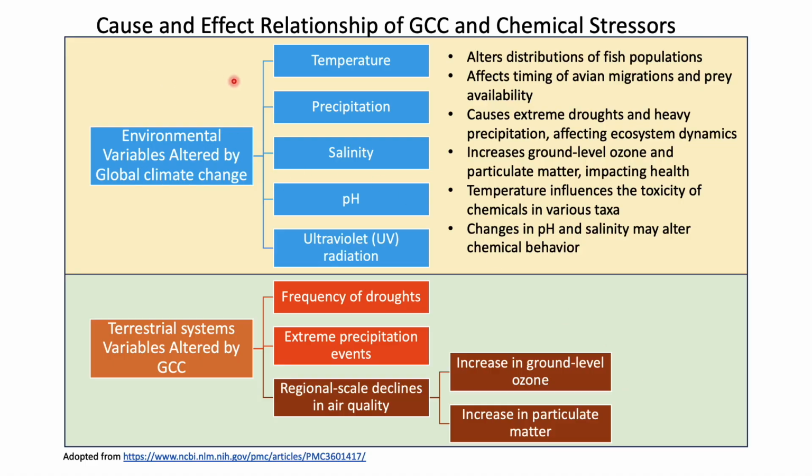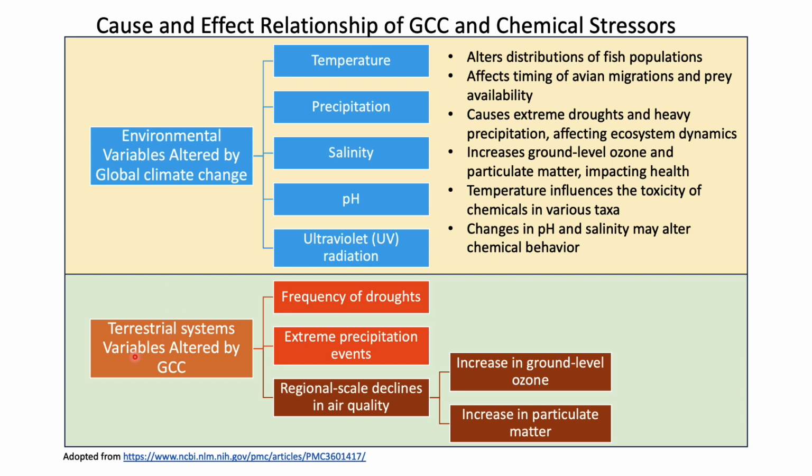So let us look at the cause and effect relationship between global climate change and the chemical stressors. The environmental variables affect or alter the distribution of fish population. It also affects the timing of bird migrations and prey availability. It causes extreme droughts and heavy precipitation affecting the entire ecosystem dynamics. It also increases the ground level ozone and particulate matter impacting health of all the species. The temperature influences the toxicity of chemicals in the various taxa, and changes in the pH and salinity may alter the chemical behavior. So these are all the effects that are happening because of the change in environmental variables.